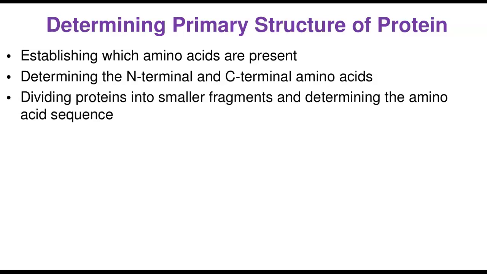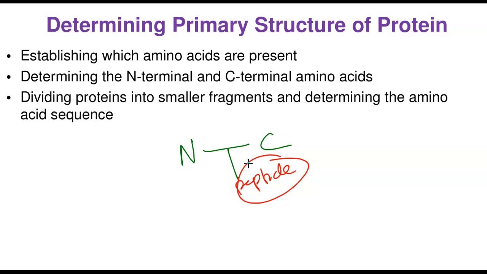Remember, we said the primary structure of protein is built from the N-terminal part of the amino acid to the C-terminal part, held together by what? The peptide bond. Remember, it is just the peptide bond that holds them together. So if you can establish the individual amino acids present in this molecule, that's what you want to do. You want to establish those amino acids, and you want to determine which amino acid is the N-terminal and which amino acid is the C-terminal. And then you can divide these proteins into smaller fragments in determining this sequence.